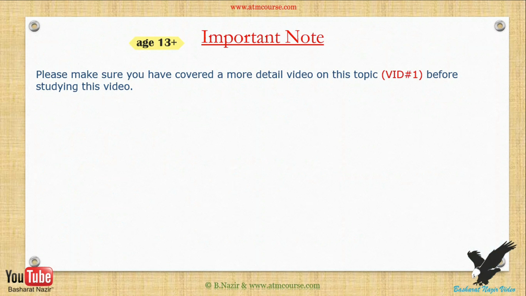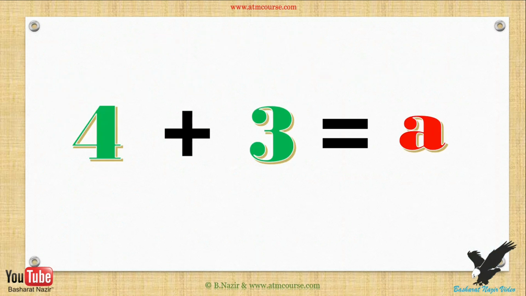Please make sure you have covered a more detailed video on this topic, VID hashtag 1, before studying this video. This video will help you to understand how to solve simple algebraic equations containing numbers and letters. An algebraic equation is what you can see in front of you. In this video we'll be looking at very simple algebraic equations. Algebraic equations can become very complex. What we are covering here is a foundation for more complex equations which you will meet in the future.